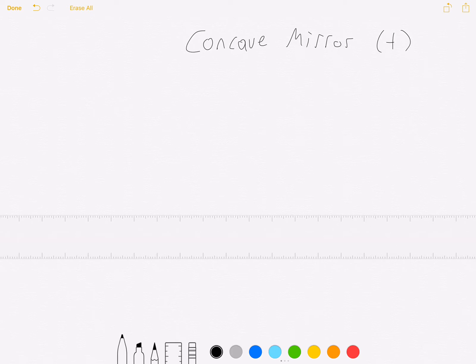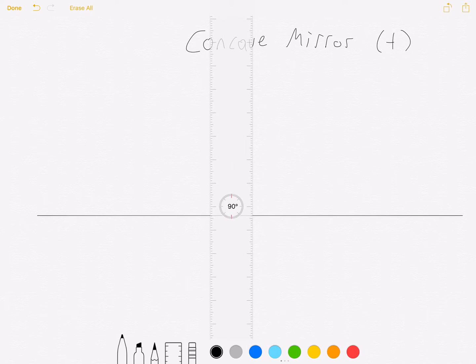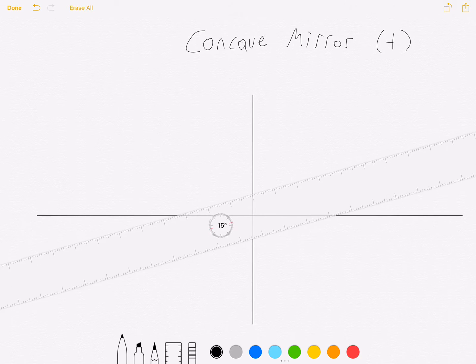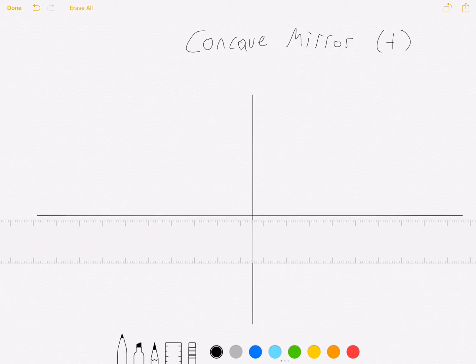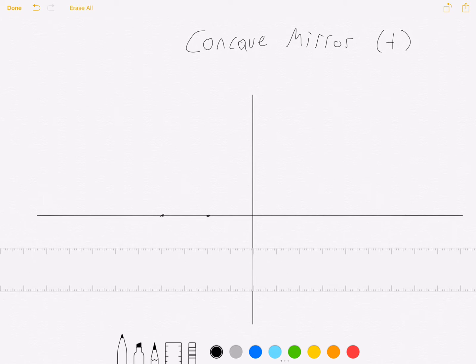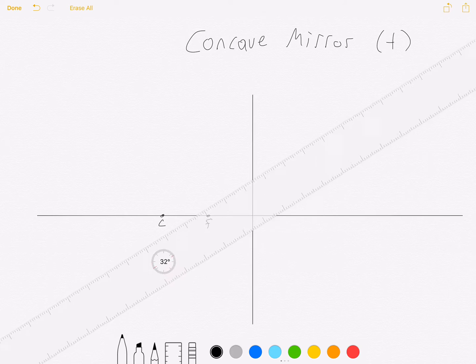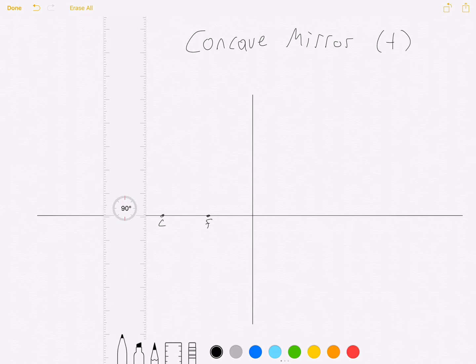Alright, so first, with all of our ray diagrams, we want to draw our principal axis, and we also want to draw the location of our mirror. In this example, we're going to have a focal length of 2 units, and so the center of curvature will be at 4 units because the center of curvature is double the focal length. And I'm going to start with an object outside of the focal length.